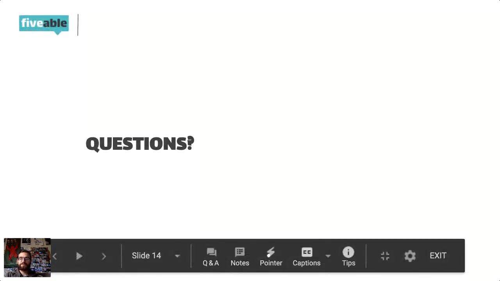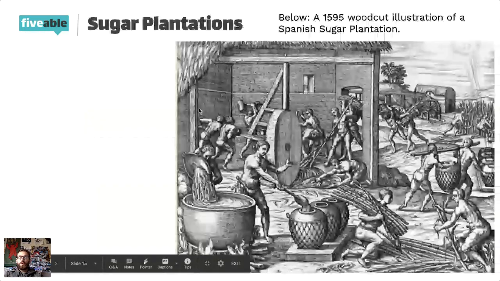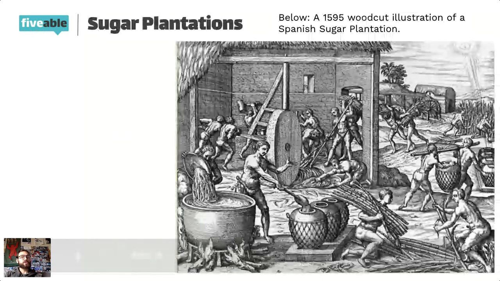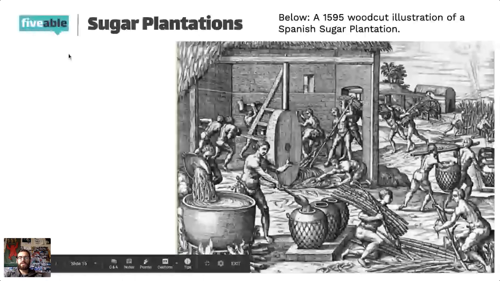Any questions about Unit 3 before we dive into Unit 4? Okay. Then we'll go ahead and take a look at Unit 4. We're going to start with another picture. A lot of pictures today. So here's a picture of a sugar plantation.